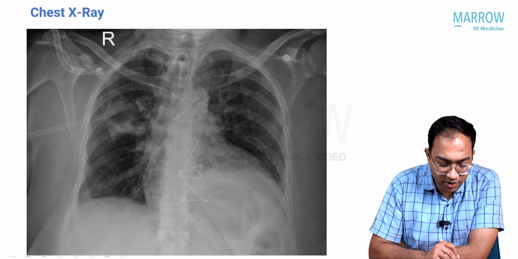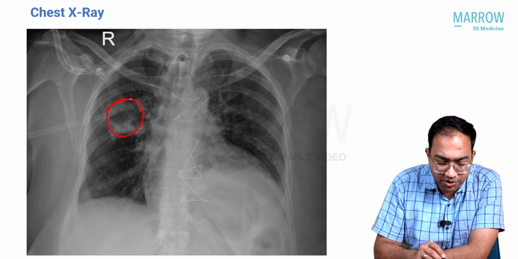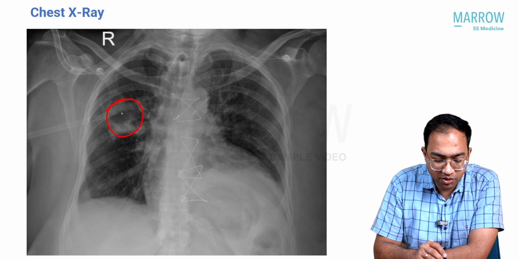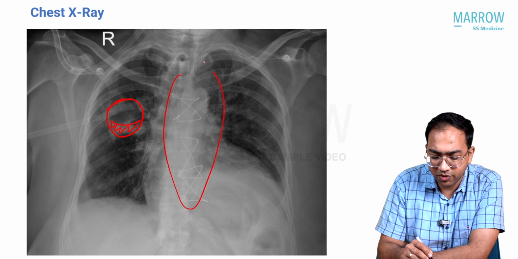So this is the chest X-ray of this patient. Here you can see that there is a lesion over here. Now it's a little difficult to characterize, but you can see that it looks like a cavity. There is some air fluid level over here, and this is of course from the old surgery.